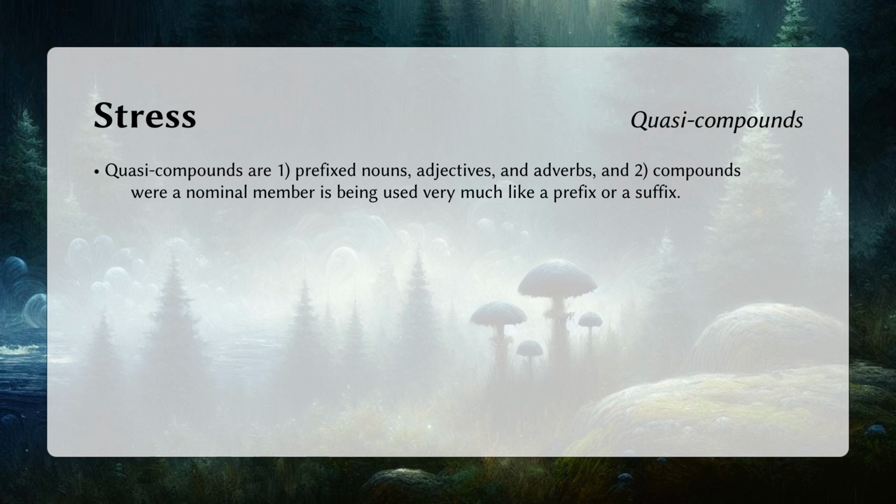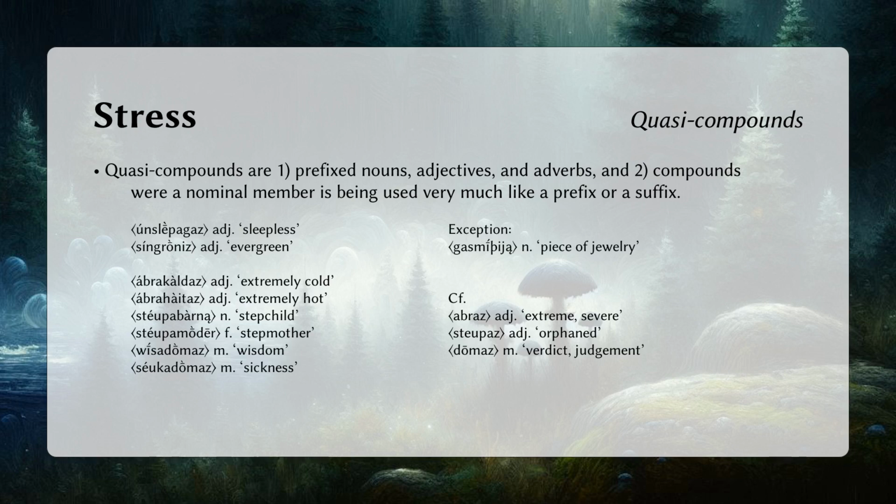Words with one or more prefixes and compounds, where one of the members is still quite or almost recognizable as an adjective or noun, but is being used very much like a prefix or suffix, are here and there called quasi-compounds, and you can see a few examples of these on screen now. These are unslepagas, sleepless, syngronis, evergreen, abrakaldas, extremely cold, abrahaitas, extremely hot, steupabarna, stepchild, steupamoder, stepmother, wisadomas, wisdom, seukadomas, sickness.